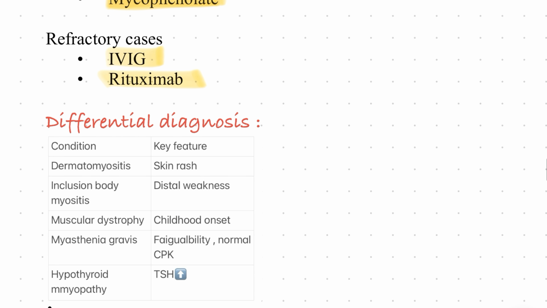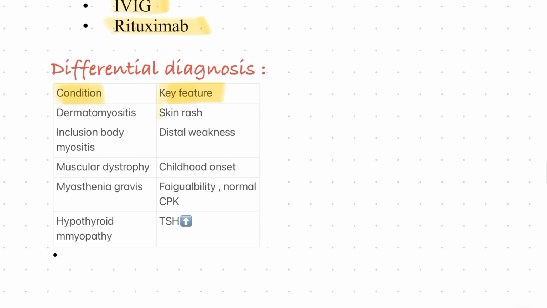And one of the most common questions in vivas or entrance exams is differential diagnosis. So we'll first look into conditions. What are the key features which resemble polymyositis? In dermatomyositis, skin rashes will be involved, whereas in polymyositis there will be no skin involvement. You need to remember this, very specific. Then inclusion body myositis, distal weakness will be seen, whereas here it will be proximal weakness.